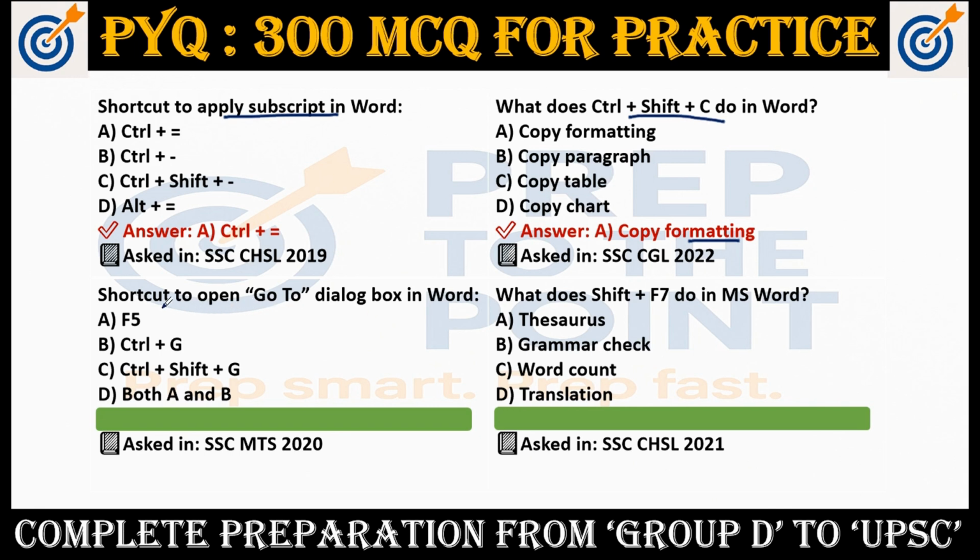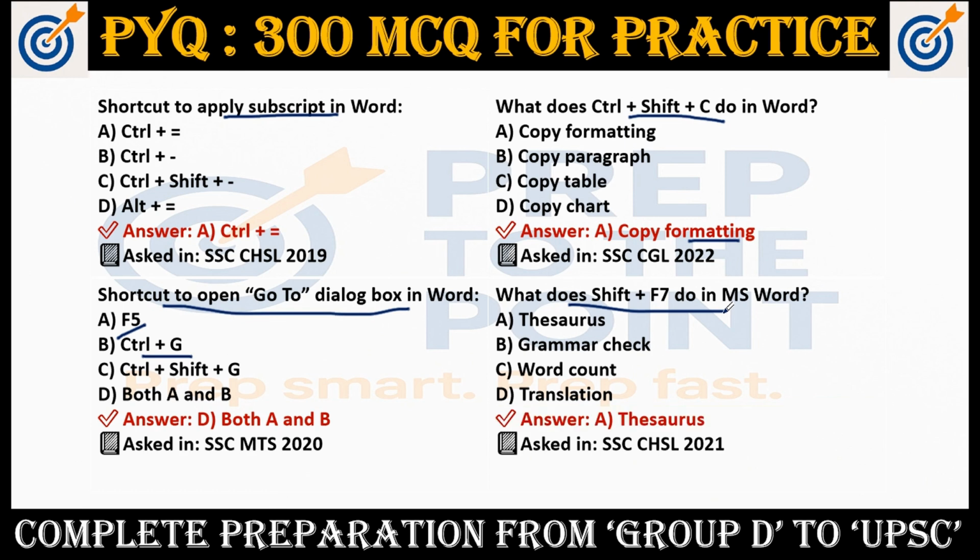Shortcut to open go to dialog box in Word. It's F5 or Control G. Control G is also used for go to dialog box and F5 is also used for go to dialog box. What does Shift F7 do in MS Word? Thesaurus. Shift F7 to open thesaurus.